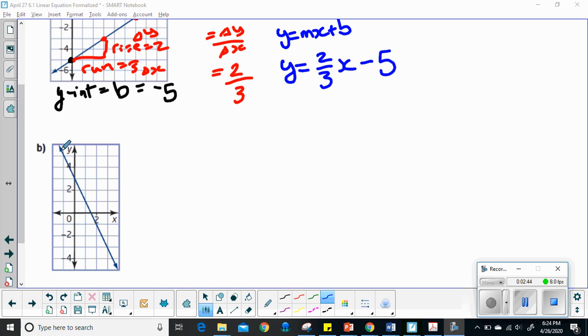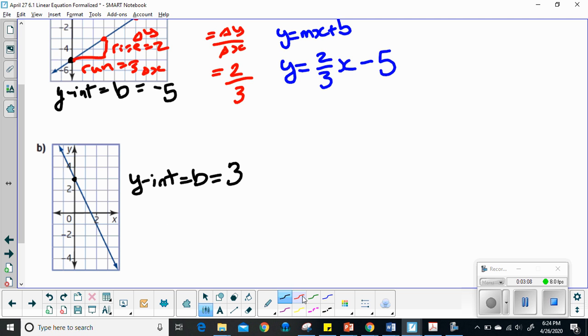Okay, let's try example B. So now we still need to figure out our y-intercept, which is where it crosses our y-axis. So we see that point is right here. So for this question, my y-intercept, which is my b value, is going to be a +3.